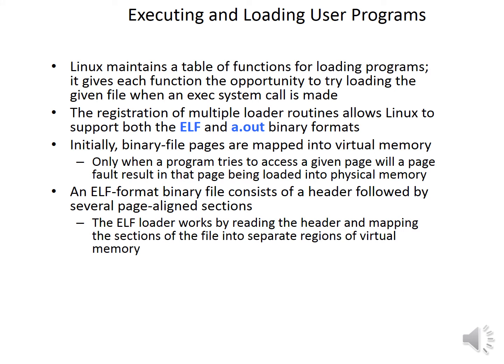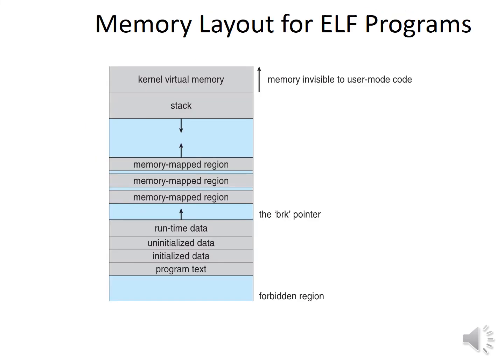So whenever the user calls a program, what will happen? The registration of multiple loader routines allows Linux to support ELF and a.out binary formats. Binary file pages are mapped into virtual memory only when a program tries to access a given page, and then a page fault results in that page being loaded into physical memory. An ELF binary file consists of a header followed by several page-aligned sections. The loader works by reading the header and mapping the sections of the file into separate regions of virtual memory.